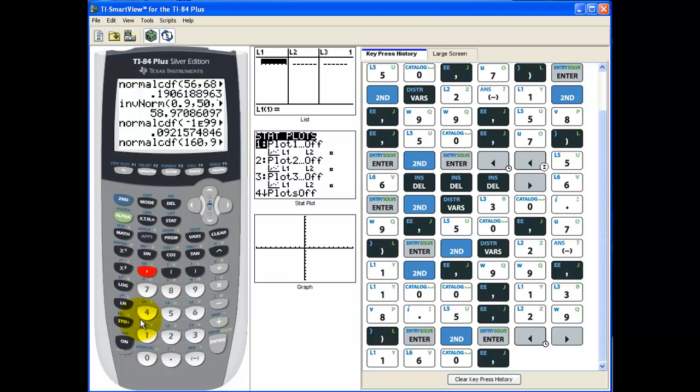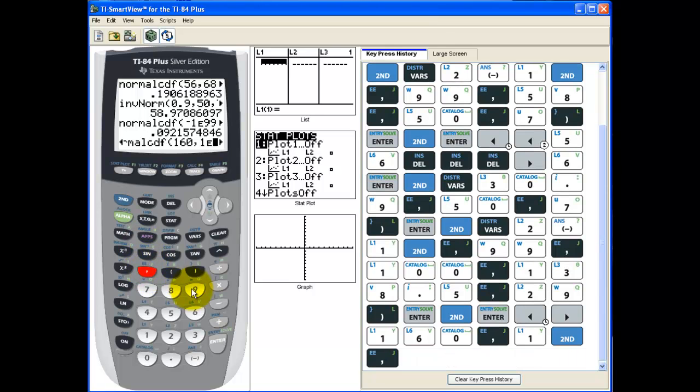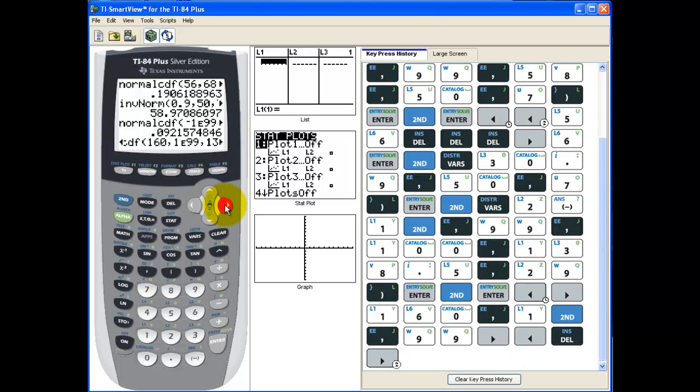My upper limit would be 1 times 10 to the 99. And it looks like I have an extra 9 or a 0 in there. Let me delete that. My mean is still 138.5, and my standard deviation is still 29, so I can just press enter, and there's the probability right there.